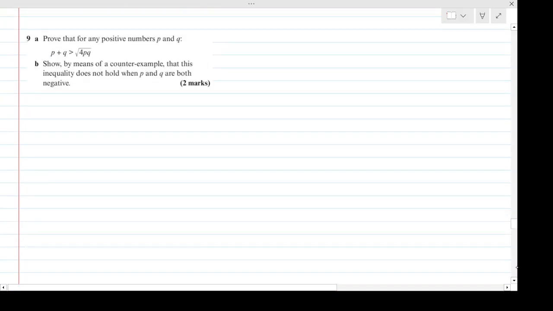Okay, let's have a look at this question then. We need to prove that for any positive integers p and q, p add q is greater than root 4pq. Now, obviously, we can't start from this, but what we do is kind of undo the inequality, right? Simplify it as much as we can. See where we can get to. Well, firstly, I notice I can probably square both sides to get rid of the square root. That's probably a good first step. So then p add q all squared will be greater than 4pq.